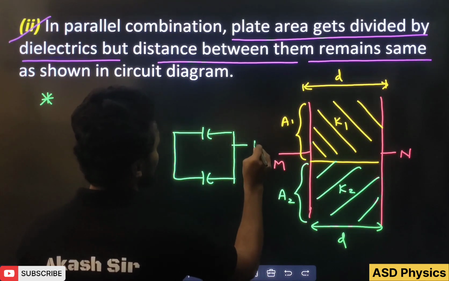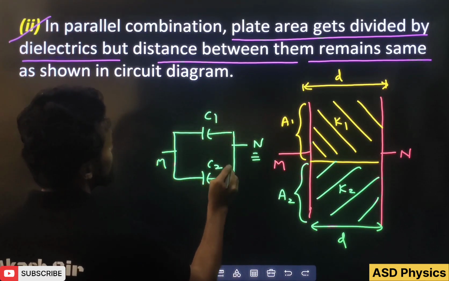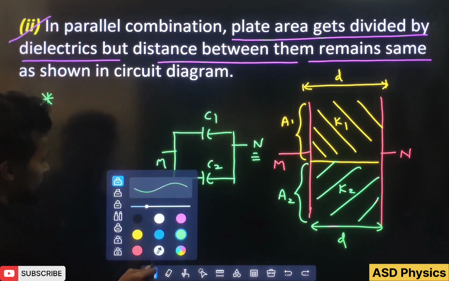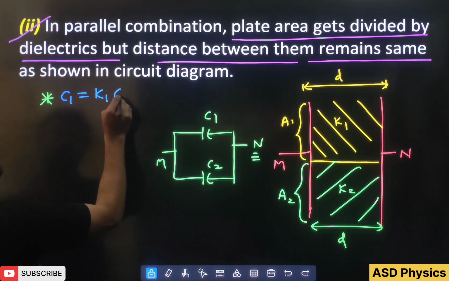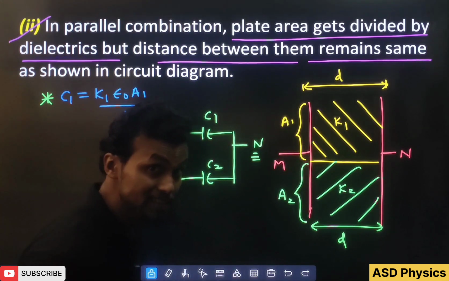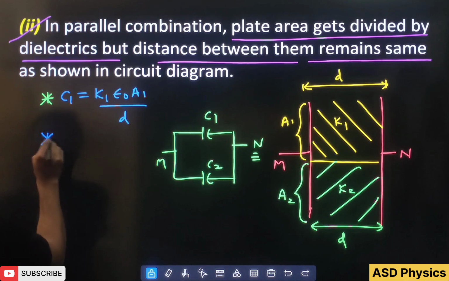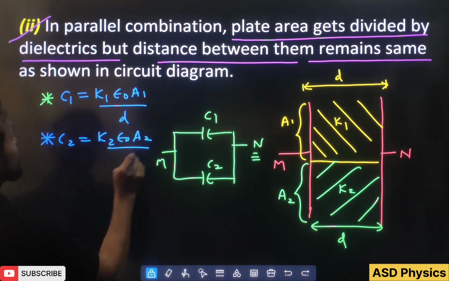This is N, and this is M. This I have taken C1, this I have taken C2. Can you tell me what is C1? C1 is given by K1 epsilon naught A1 by D. You can see from here, the area is different. Similarly, students, C2 is given by K2 epsilon naught A2 by D.